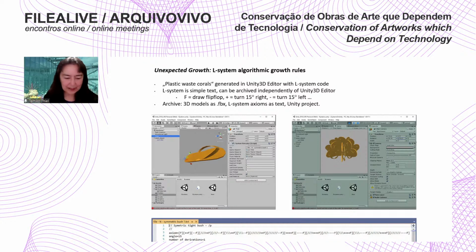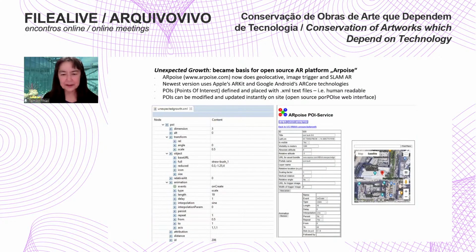You can see at the bottom the axiom here. I'm not going to translate it for you, but it means take my flip-flop, transpose it one unit, rotate it, and then repeat it, et cetera, et cetera. So they'll have that. And then the other thing is that after the exhibit, Pieter took the Unexpected Growth app that he wrote and turned it into a more general purpose app he calls ARPOIS, and made it open source. So that's what we use for all of our subsequent augmented reality pieces.